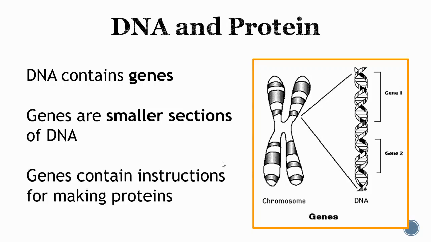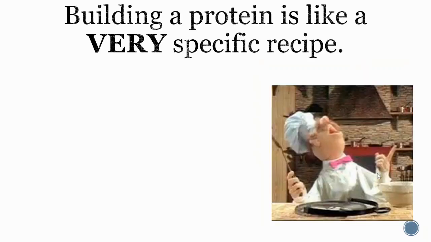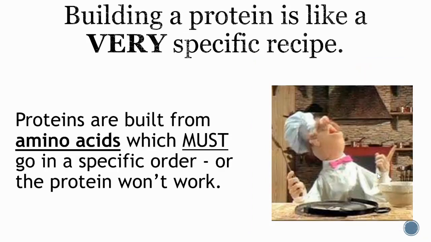And those genes contain the instructions for making proteins. So in the image, you can see there's 2 genes. So gene 1 would be instructions for one type of protein. The second gene might be instructions for a completely different protein that your body needs. Now, when your cell is building a protein, it has to happen in a very specific order, right? Those amino acids have to go together in a specific order. If they don't, that protein is not going to work.